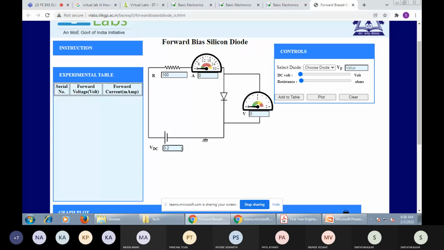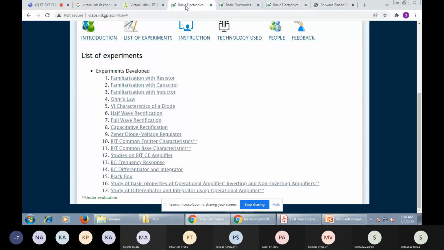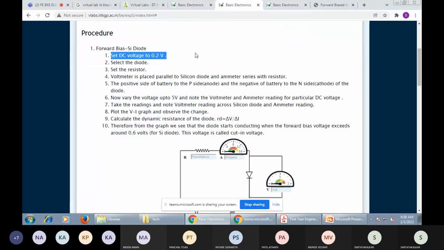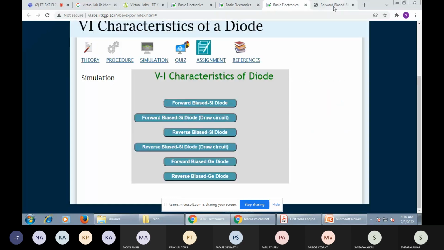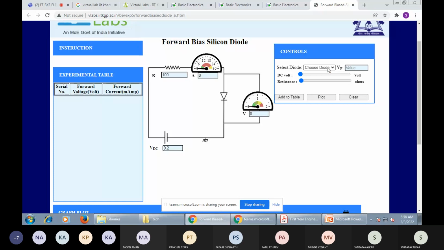Okay, that is the setting. Then after that, step 2. In step 2, select the diode. Which type of diode can we select? It's a PN junction diode. Here, select the diode. Choose a diode, 1N4007. This is the PN junction diode.